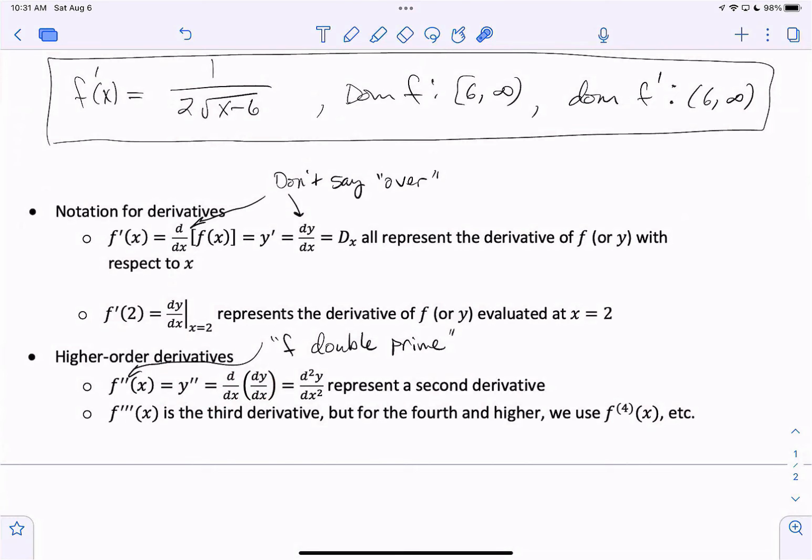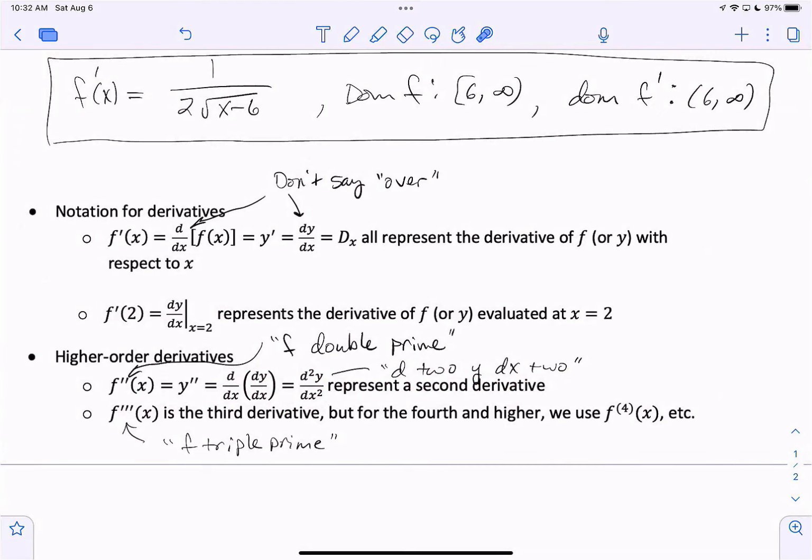And then that d/dx dy/dx can be denoted d²y/dx². We don't say over, we don't say squared. It's not squared. It's saying it's a second derivative. So d²y/dx² all represent a second derivative. Third derivative, f triple prime, and in this notation it would be d³y/dx³.